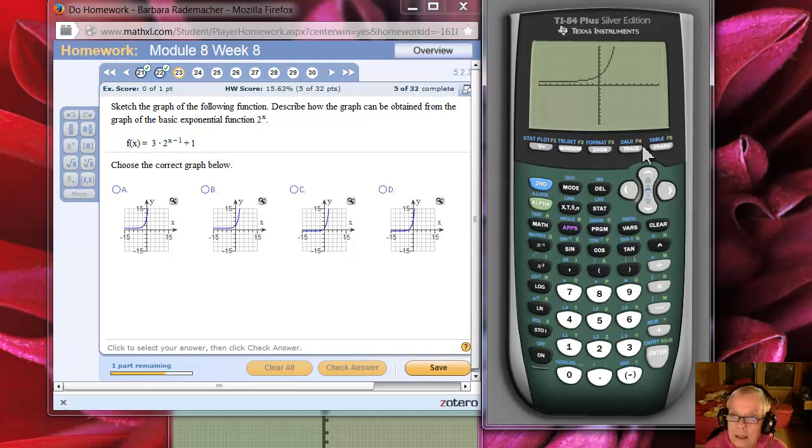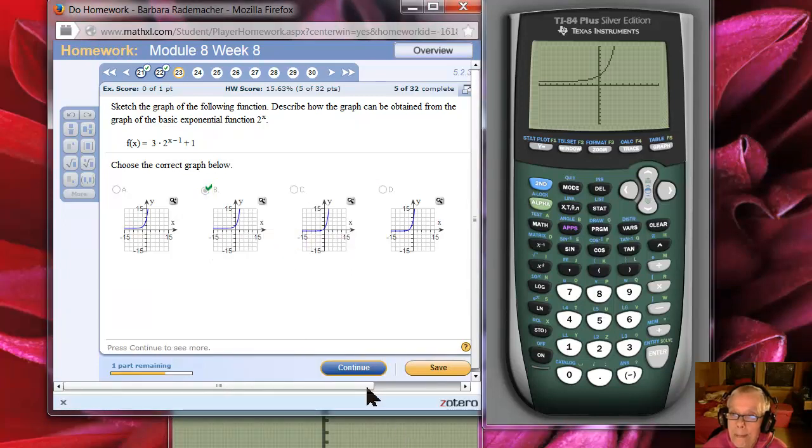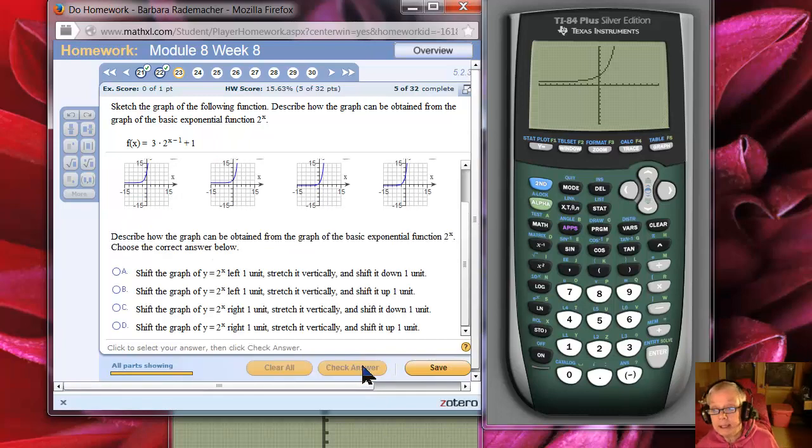Okay. I think this is definitely it. Now we have to say how this happened. All right. If you take y equals 2 to the x, move it to the right 1 place, move it up 1, and stretch it vertically, that's what this coding does.